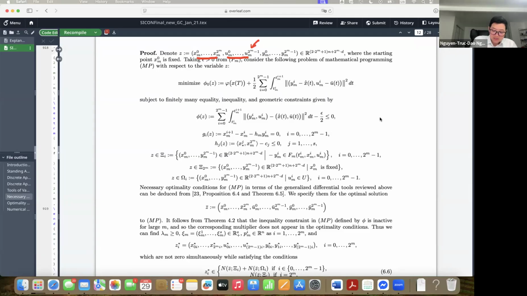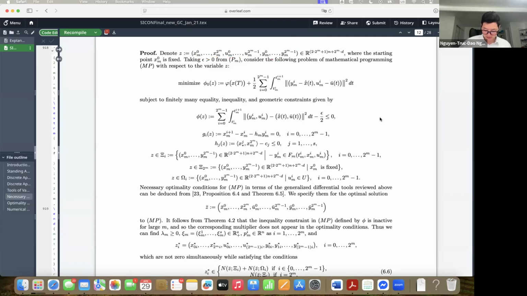If you have an absolutely continuous function, you can consider it until the final time. But if you have a measurable function, or sometimes just a piecewise constant function, then you will have it up to 2^m minus 1 only. And then y here, when you read the proof, you can see why it plays the role of x dot, and when you have x dot, it goes up to 2^m minus 1 only. It will not go to 2^m. So the only item that goes to 2^m here is the state variable.